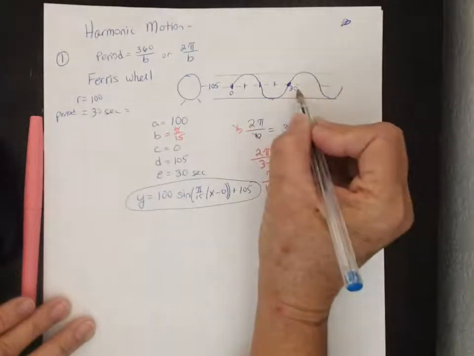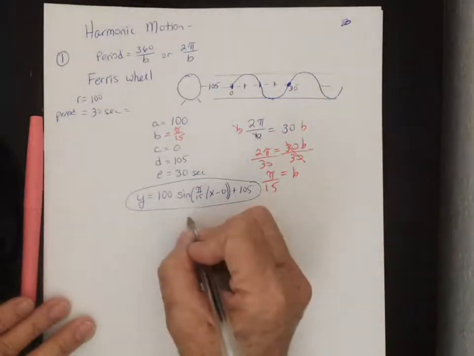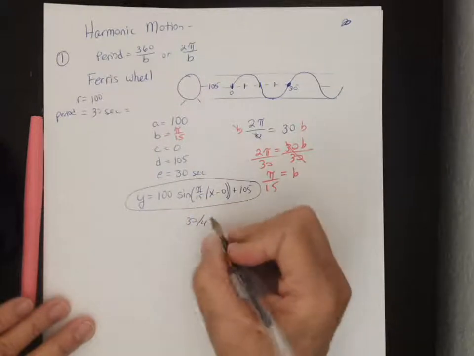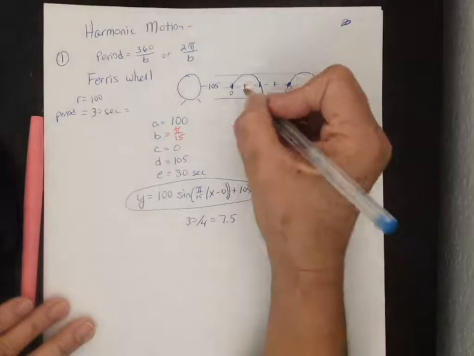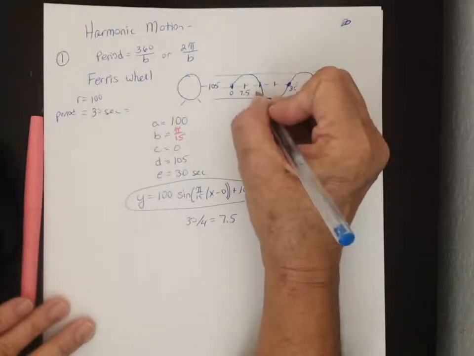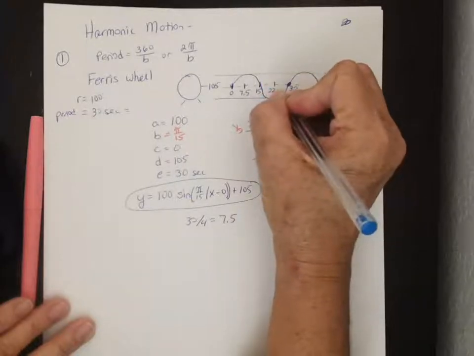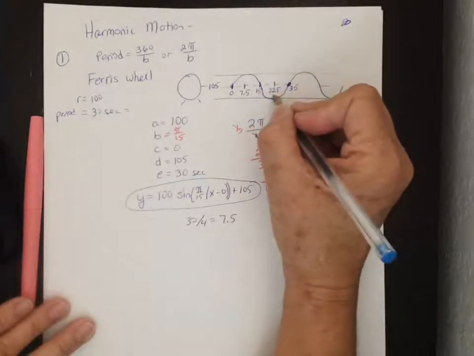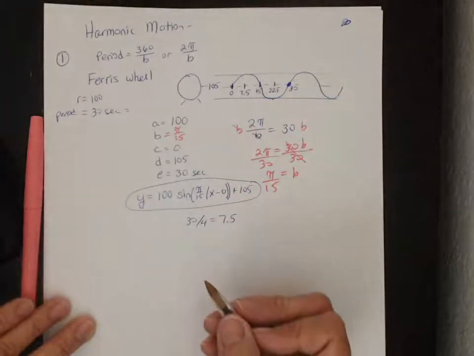These are evenly divided. So I take my period of 30 and divide it in 4. So 30 divided by 4 gives me 7.5. So every 7.5 seconds is where we're at. So 7.5 plus 7.5 is 15, plus another 7.5 is 22.5, plus another 7.5 puts me at 30 seconds. So there we've completed the equation.